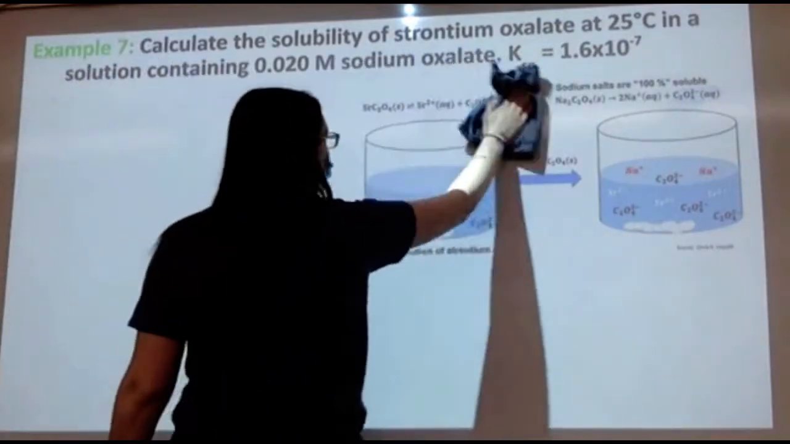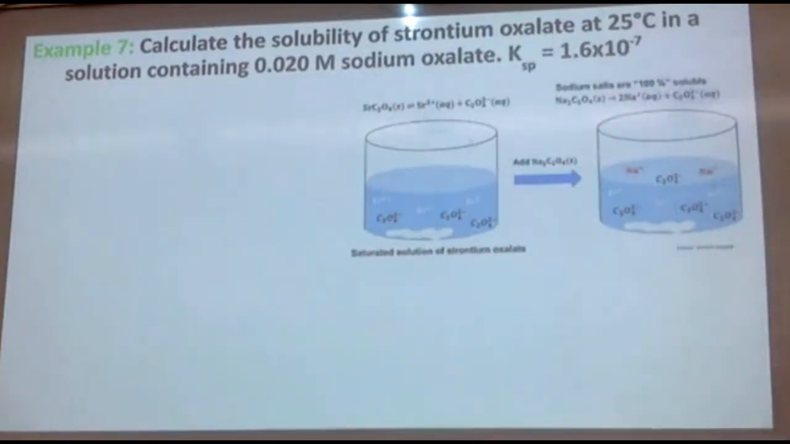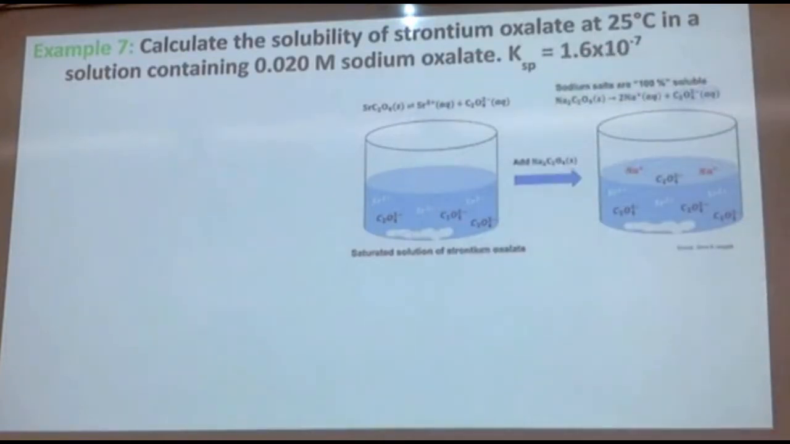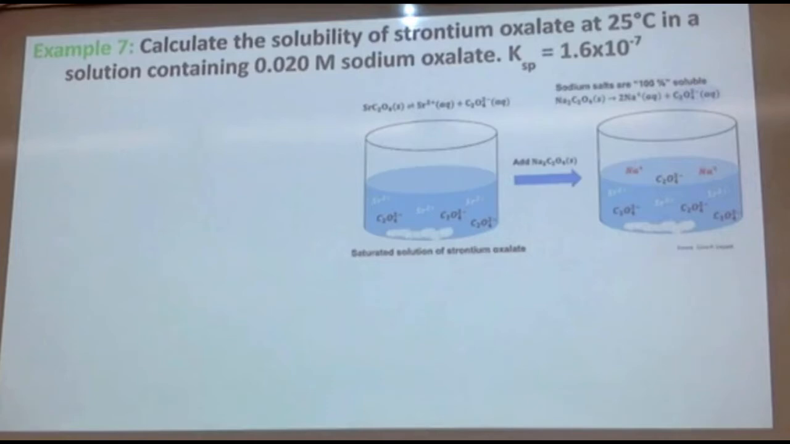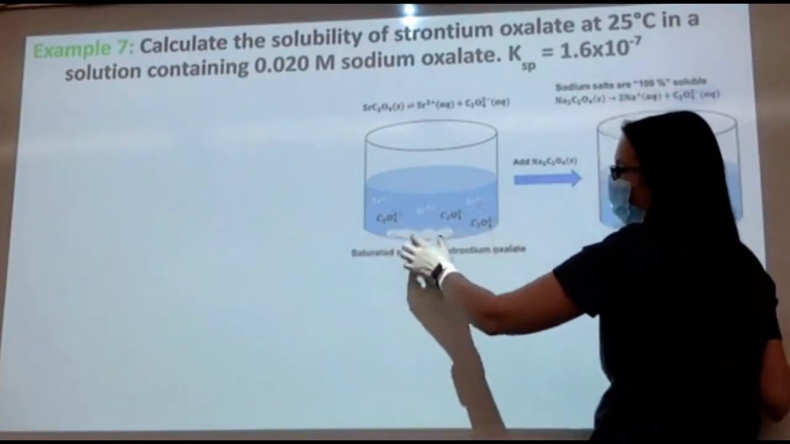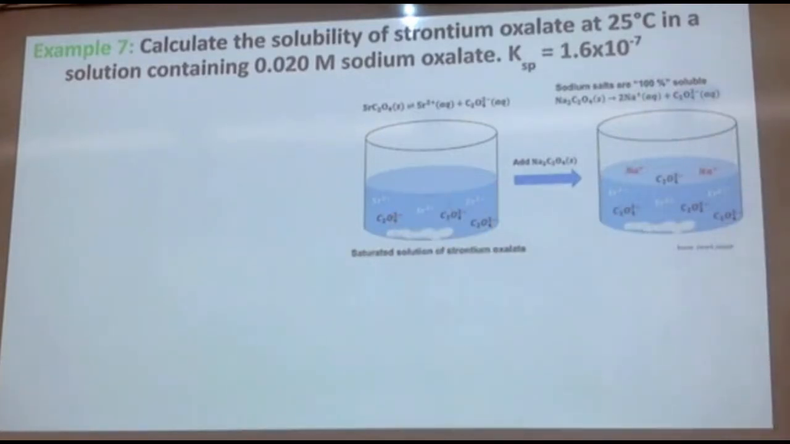Now, if you notice in this picture, it actually gave you the equilibrium already. So you have strontium oxalate at equilibrium with its ions, Sr2+ and C2O4 2-. But it wants you to calculate the solubility in a solution that has 0.02 molar sodium oxalate. I gave you the Ksp for strontium oxalate. So here you have this saturated solution. You have some solids still on the bottom, but you have Sr2+ and the oxalate ion. Well, when you have sodium oxalate in there, you've added a common ion.